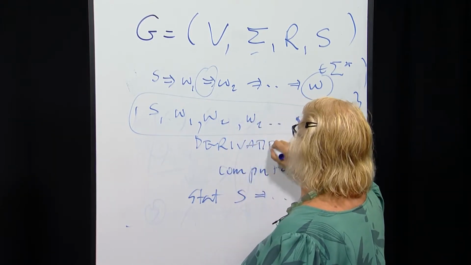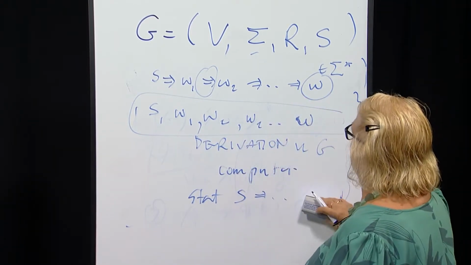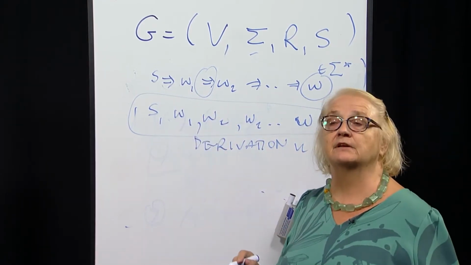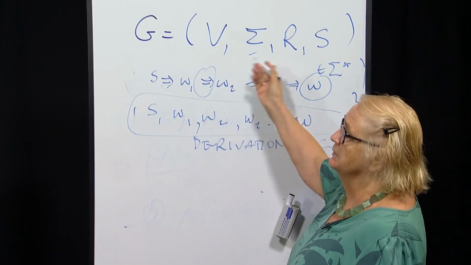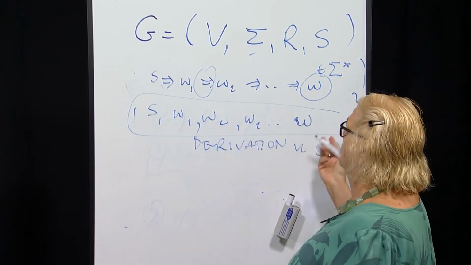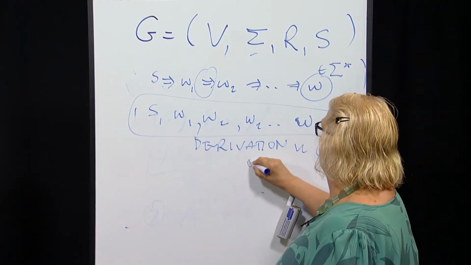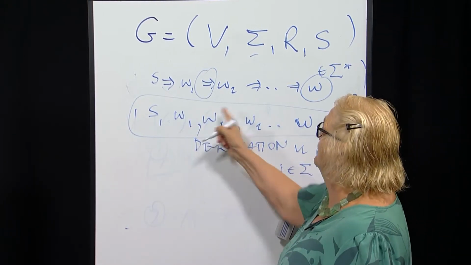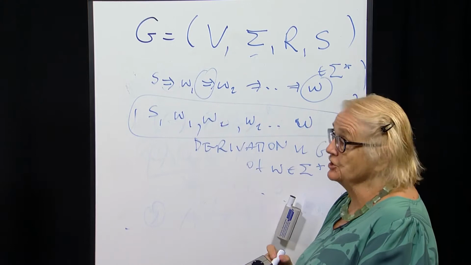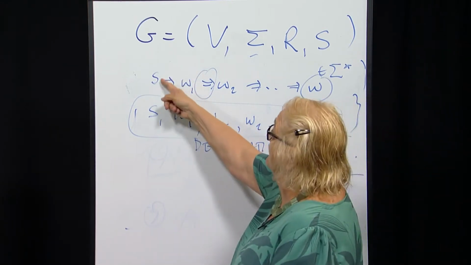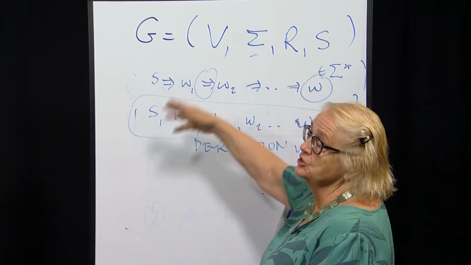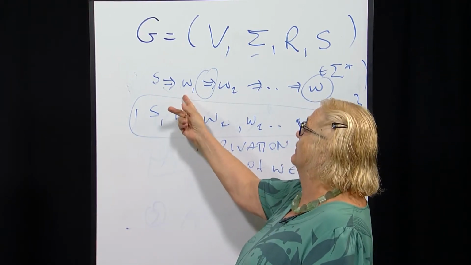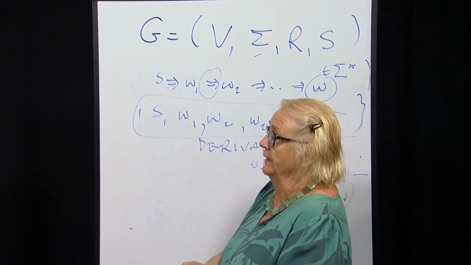derivation in G. You can write it using the symbol for one-step derivation, or you just skip the symbol and do not write it all the time, and you have derivation in G of word W in sigma star, and in between you have a one-step derivation. What does it mean? You have a rule which says how you get from W1 to W2.